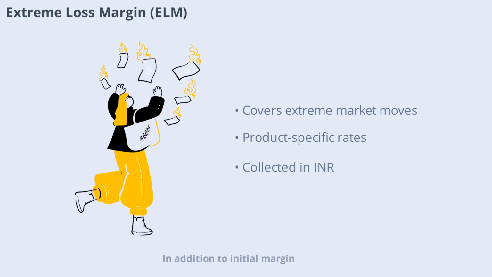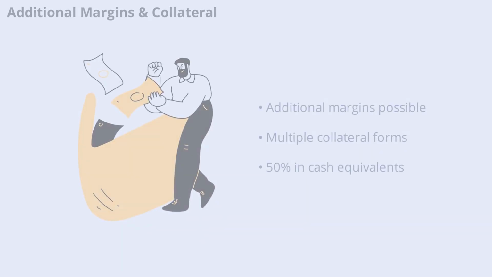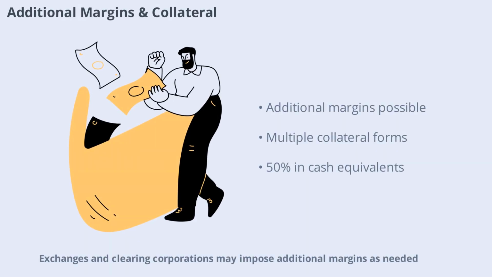In addition to initial margin, clearing members are subject to extreme loss margins, or ELM. ELM is calculated on the mark-to-market value of open positions and is designed to cover losses from extreme market movements. The rates vary by product and are collected in Indian rupees. This additional layer of protection ensures that the market can withstand sudden shocks and maintain orderly trading. Exchanges and clearing corporations may impose additional margins as needed, over and above initial and extreme loss margins.